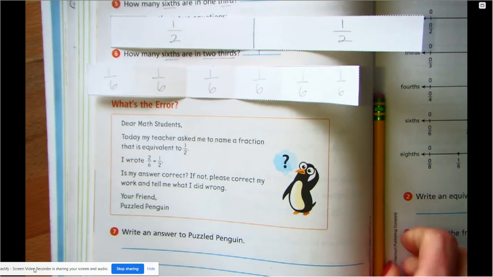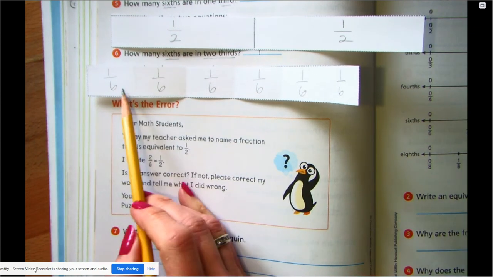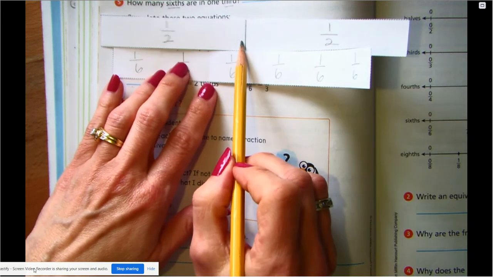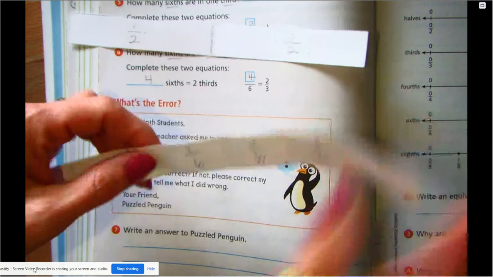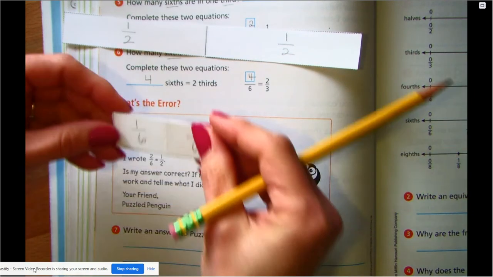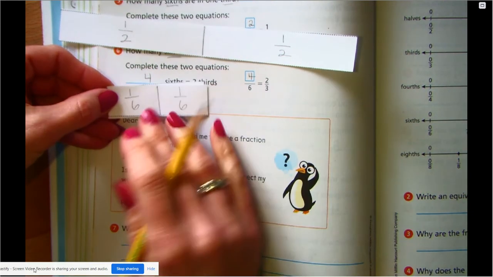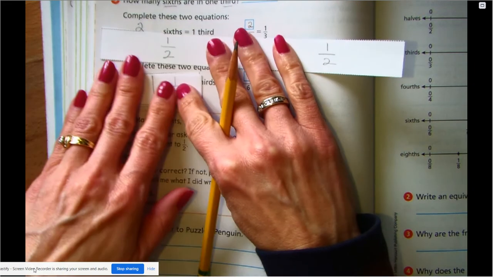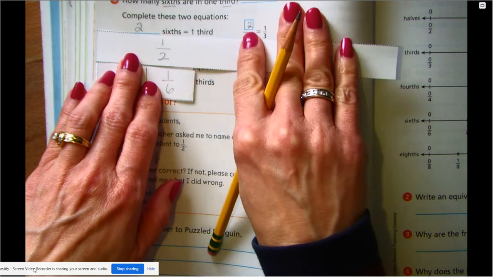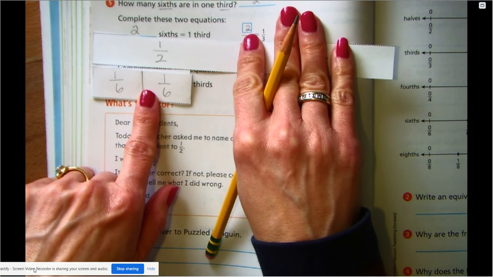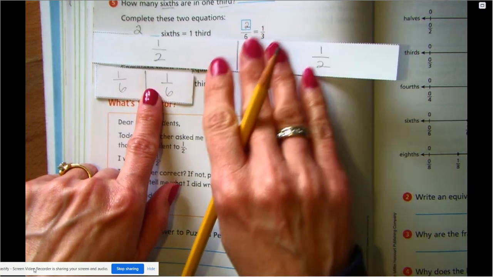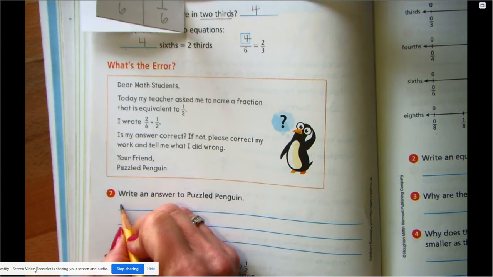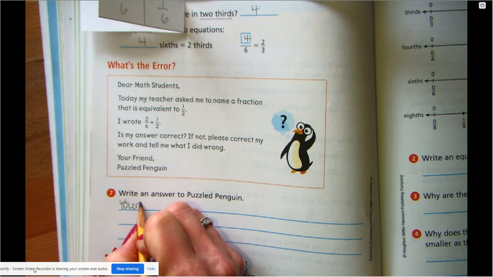Okay, first of all, let's just be kind. 2 sixths, and here's 1/2. Okay, so if I were to fold these over, this is going to show my 2 sixths, and here's my 1/2. Right? Those are not the same, right? But we don't want to be rude. We want to tell him kindly. We can just say, your answer is not correct.